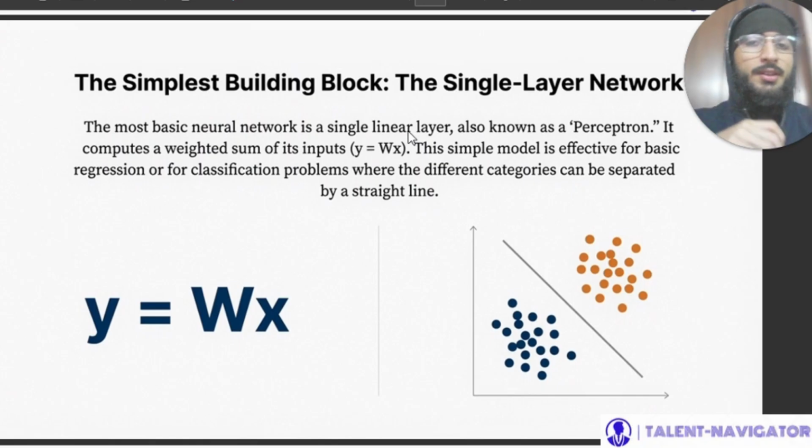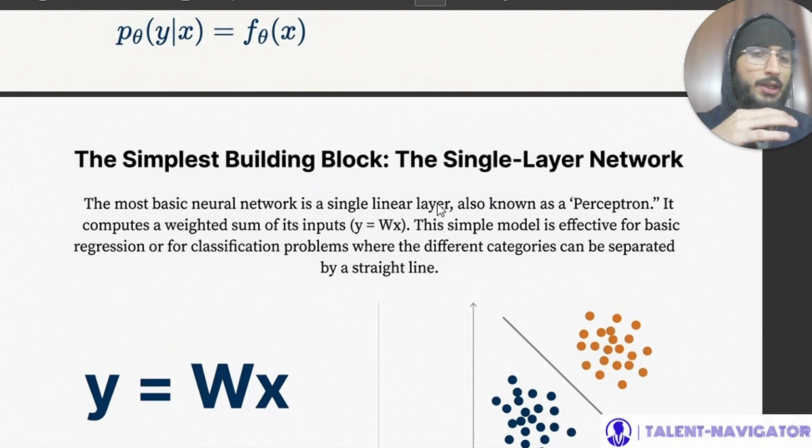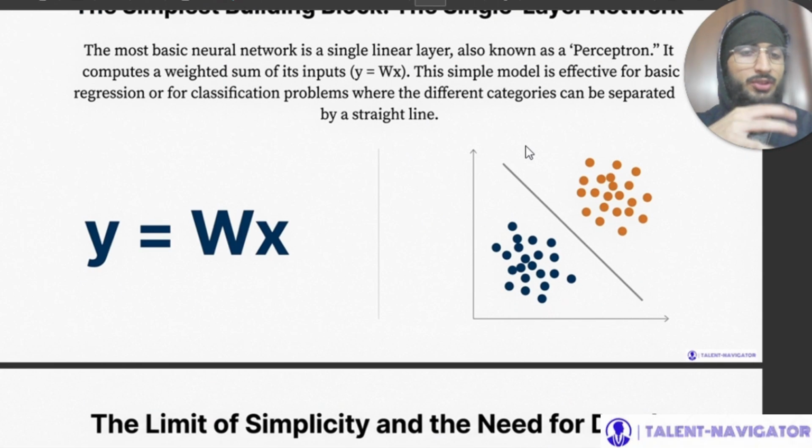Right. Moving on. The simplest building block, the single layer network. The most basic neural network is a single linear layer, also known as a perceptron. It computes a weighted sum of its inputs, y is equal to wx. This simple model is effective for basic regression or for classification problems where the different categories can be separated by a single line, which is straight.